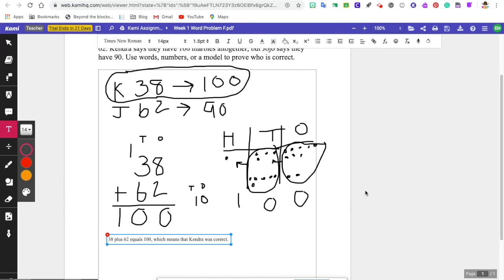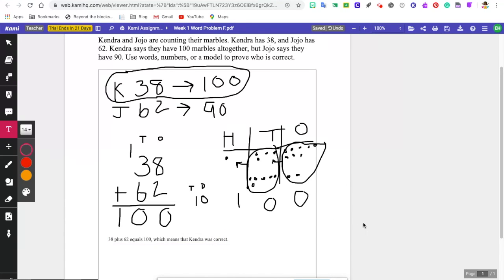And that's it. If you want to explain all the steps you did, you can. If you want to put that in words, you can say 8 plus 2 is 10. You have to put the 0, carry the 1, and then 6 plus 3 is 9, plus the 1 is 10. And you put that there, and then you have 100. So it's up to you. You can use numbers, words, or a model.